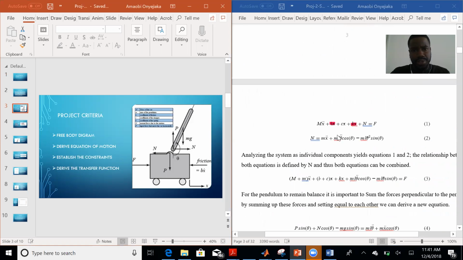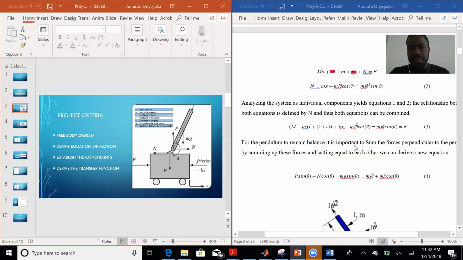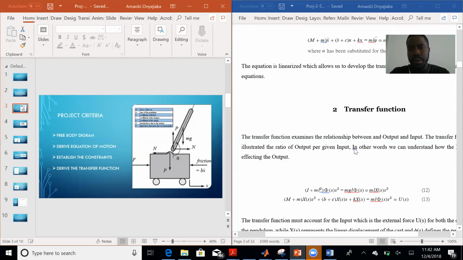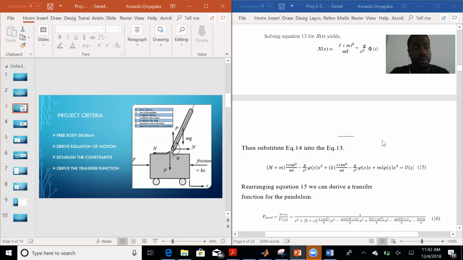When we model the equation for the system, we have 2 equations. One is the motion of the cart, a linear equation, where the other one represents the motion of the pendulum, which is an angular nonlinear equation. To be able to establish a transfer function, we need to go through a series of steps to linearize the pendulum equation. Once we achieve that, we get this equation, and we can now derive the transfer function for the system.